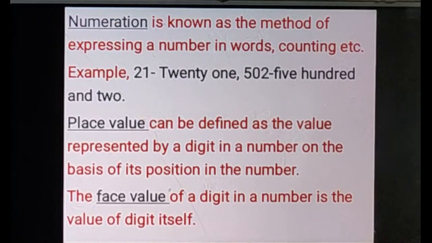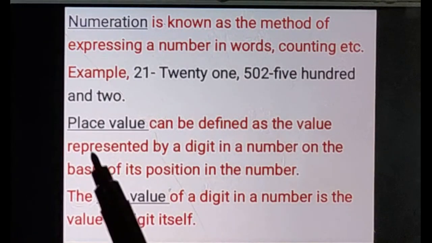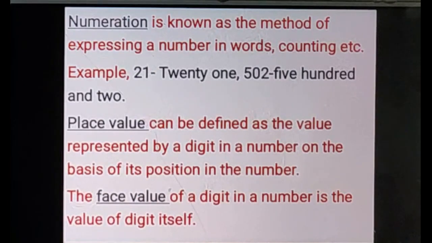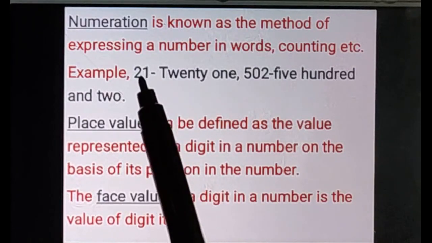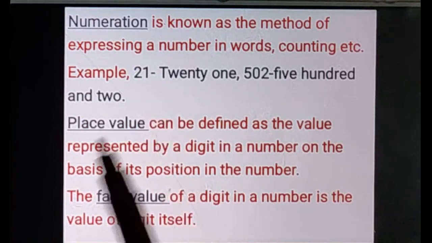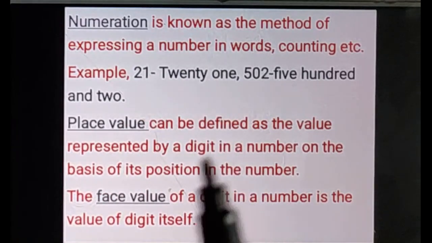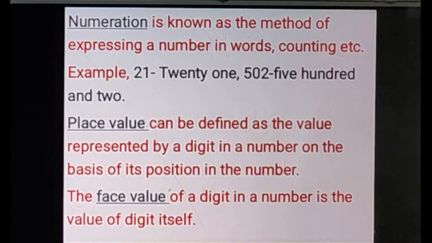Another important topic we have here is place value. What is place value? Here we have the definition: place value can be defined as the value represented by a digit in a number on the basis of its position in the number. Whenever you are dealing with the number system, you have digits, right? If we say 21, how many digits are there? 2 digits. If we say only 1, how many digits are there? Only 1 digit.